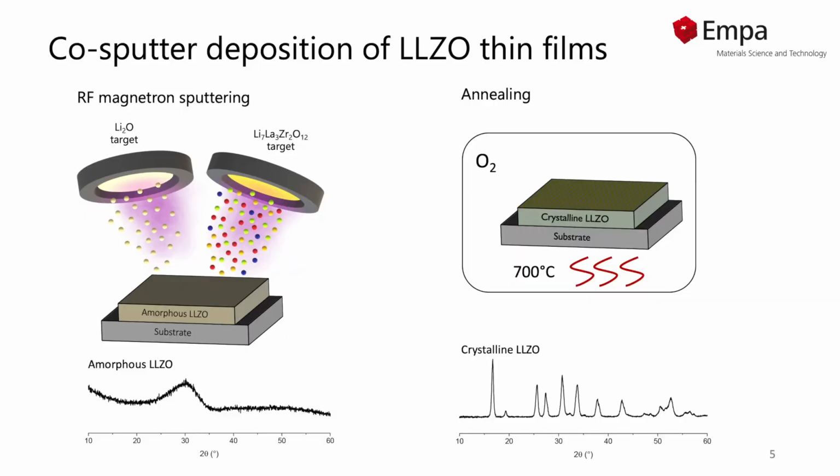How can we tackle these lithium losses? What we do is incorporate an additional lithium oxide target in the system and co-sputter it during the LLZO deposition. This leads to an overlithiated, as prepared film, which later crystallizes into a pure LLZO phase.